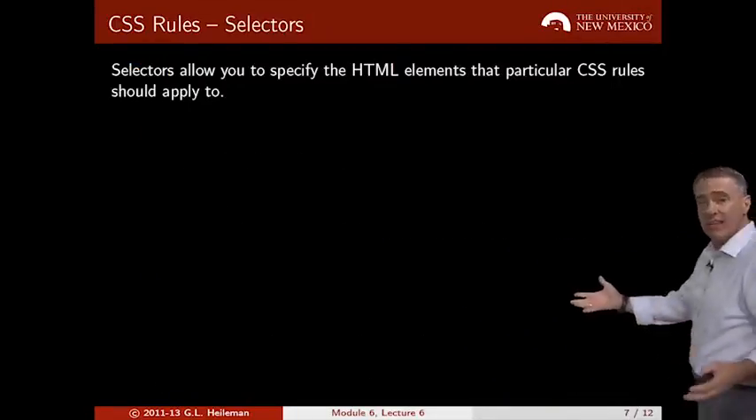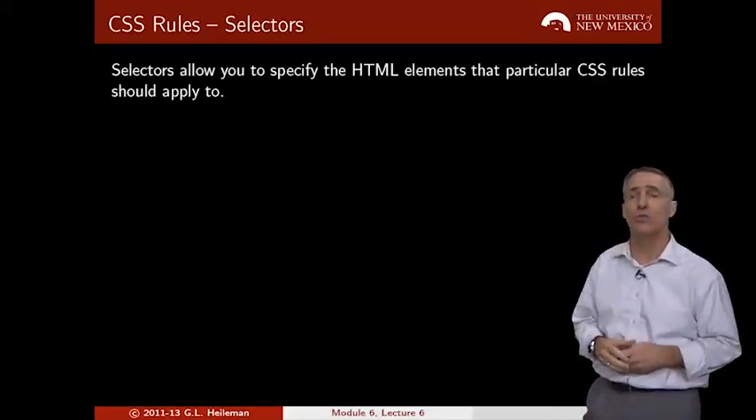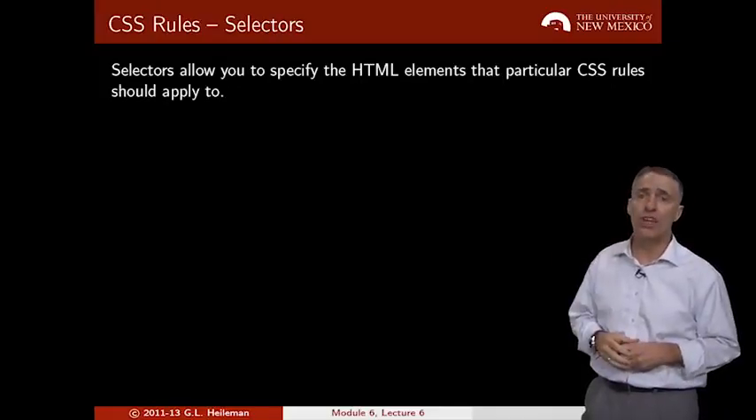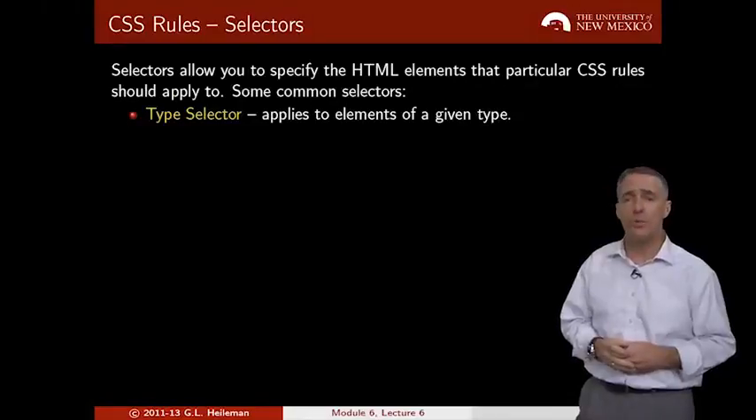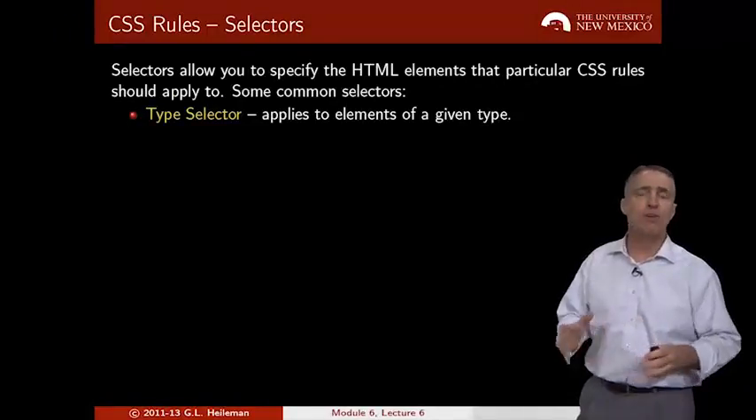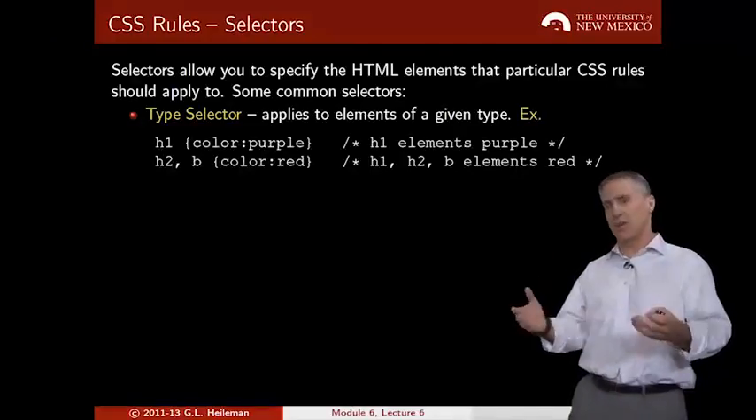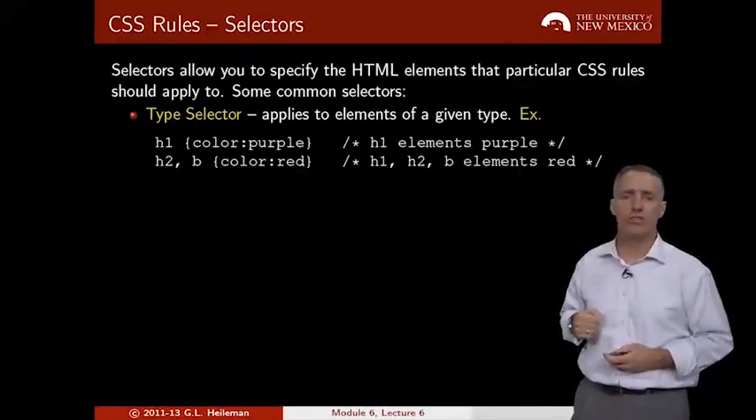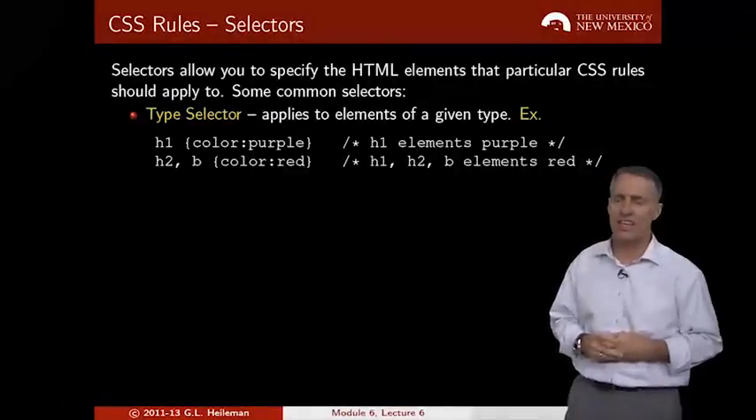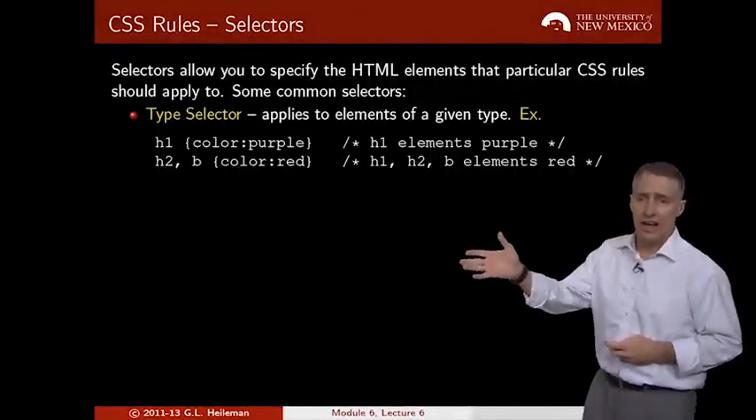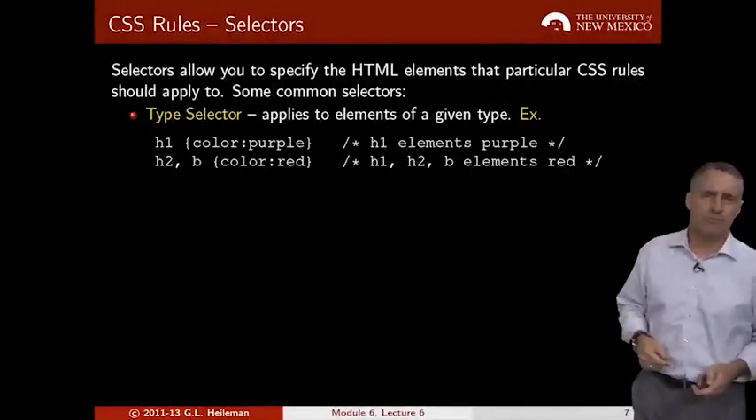So as we've seen, selectors allow you to specify the HTML elements that particular CSS rules get applied to. So I showed you how to do it with the class selector. There's also type selectors, and I actually showed you that one as well. In this case, every particular HTML element type has this rule applied to it. So here's one. Again, I'm setting H1 color to purple, so every single H1 element in the document would be colored purple in this case. Here, the second one is a level 2 heading, and the bold selector will be colored red.